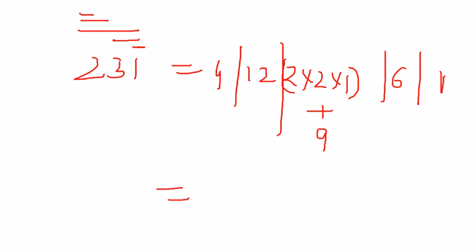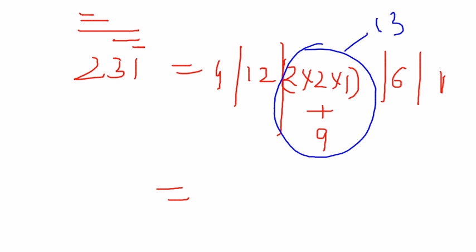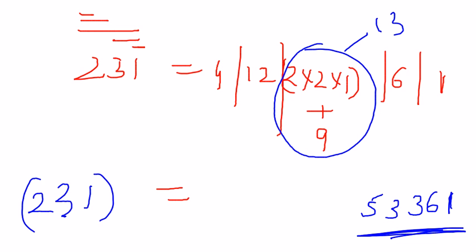Now let's evaluate this. First, let me evaluate this part. This was 2 cross 2 is 4, 4 cross 1 is 4, 4 plus 9 is 13. So I'll write 13 here. Now let's evaluate the whole. So 1, so 6, now 13, 3 and 1 carry, carried to the 12. So 12 plus 1 is 13, again 1 carried. So 1 carried to 4 gives me 5. So this is the answer. The square of the number 231 is 53361. This might seem to confuse you a bit, but do practice it twice, and I assure you it's going to be on your fingertips.